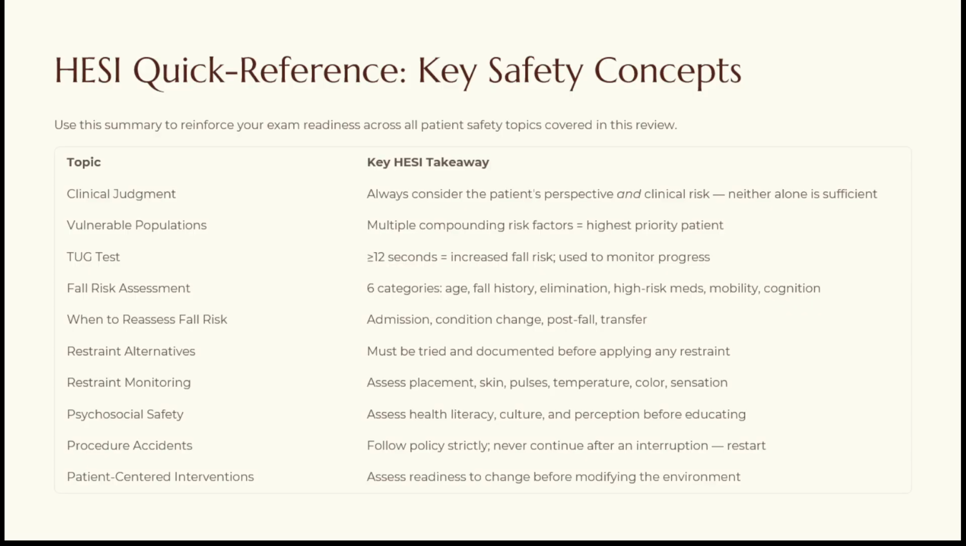Now, the patient safety questions that you see on HESI often combine prioritization, clinical judgment, communication, and patient-centered care. We always choose the safest and least restrictive intervention first.